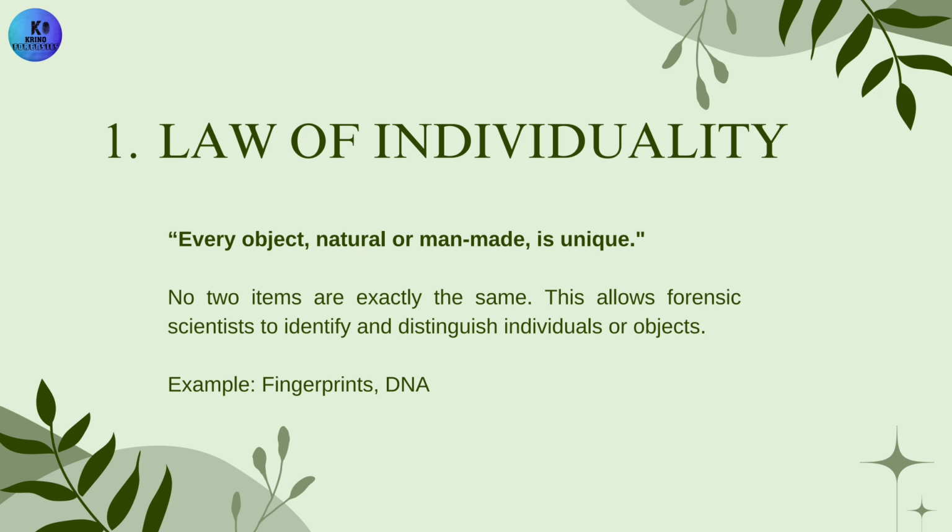The first and perhaps the most foundational principle in forensic science is the law of individuality. This law states that every object, whether natural or man made, is unique. No two things are exactly the same. In forensic terms, this means that no two fingerprints, no two DNA profiles, and no two bullet marks are ever truly identical. This uniqueness allows us to link a specific person, object, or tool to a crime scene. For example, your fingerprints are entirely your own. Even identical twins do not share the same prints. The same goes for your DNA. This principle gives forensic scientists the power to identify suspects, match the evidence, and solve crimes with specific precision.